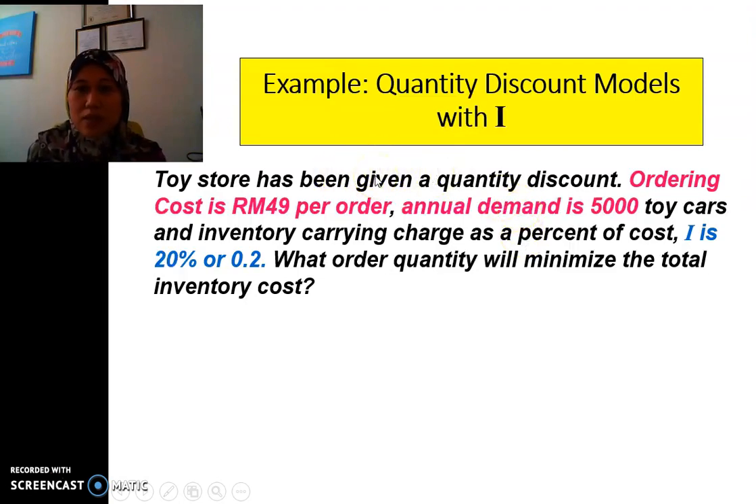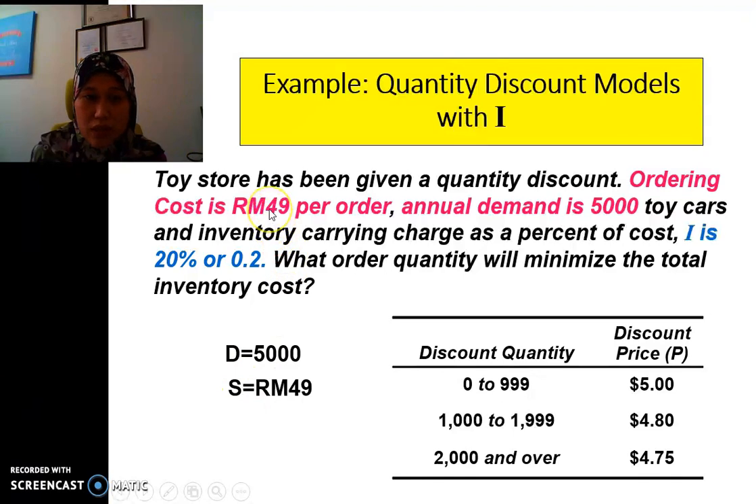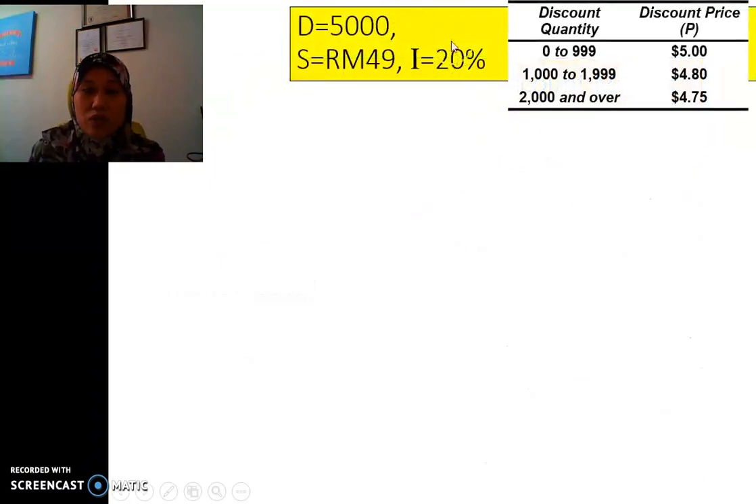Okay, from the question we can see that we have the annual demand, and then this is the quantity given. These are the order sizes. We need to test our Q to get the discount, and then we have different prices, and our demand is 5,000 per year, and S, our ordering cost, is 49, and H is 20% of the price. Okay, so H is not fixed, so H depends on the price. So this is the information that we have.